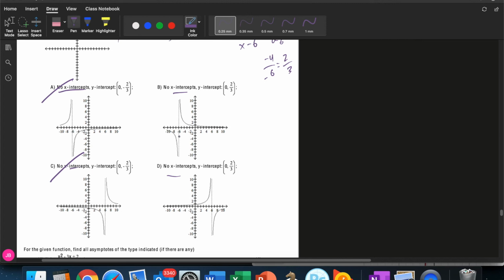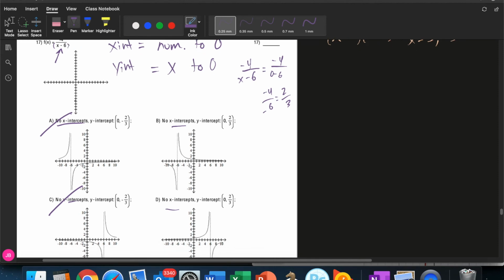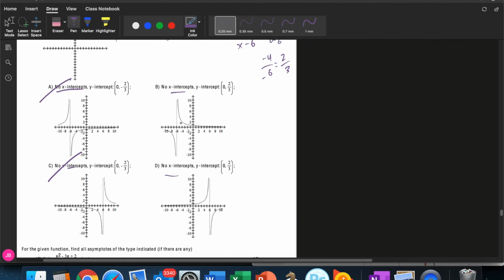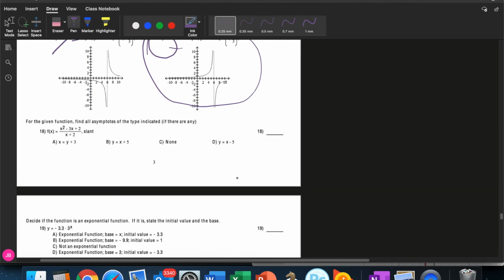Notice how they're exactly the same except one is shifted to the left, one is shifted to the right. If you go back to our equation, we notice that it says x minus 6. And you can think of this denominator as the parentheses, right? What did I tell you happens whenever it's in parentheses? You go the opposite way of what you would think. So if that is negative 6, then it would not go to the left. It would actually end up going to the right. And so D is your answer.